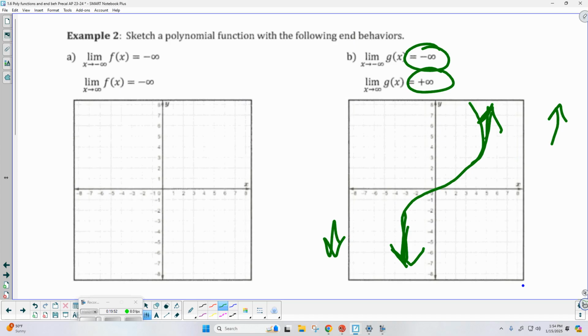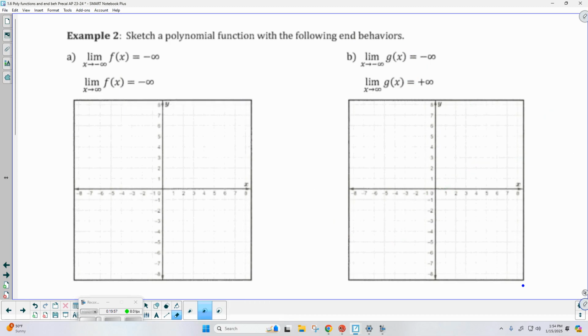Easy, right? Nice. Okay. Then all I need you to do is go ahead and copy this down.